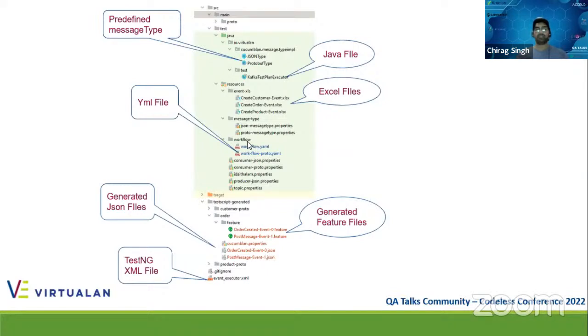This is a workflow file which we have created to run our Excel test scripts, and these are the test scripts, which are Excel files, and these are the created JSON files. When we run this, a feature file and JSON file are automatically created by this framework. These are the feature files, and these are the JSON files you can see here, and this is the testng XML file which we talked about in the last slide. So this is the structure here.